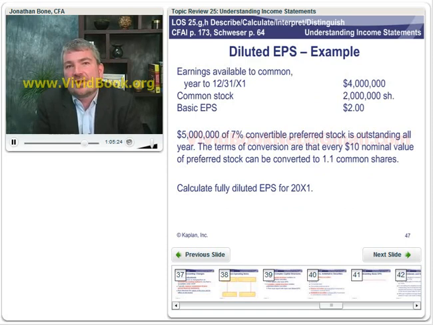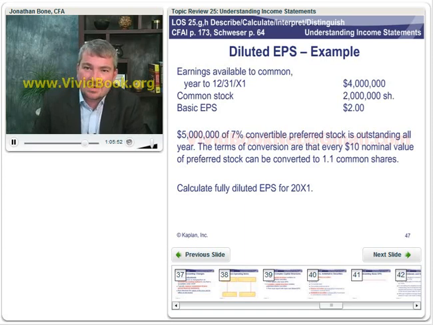Okay, so we've got earnings available to our common stockholders of 4 million. We've got 2 million common shares outstanding, and as a result our basic EPS is 2 dollars. We're told that there's $5 million of 7% convertible preferred stock. I'll assume that that $5 million is its par value, and it's outstanding all the year. The terms of conversion are for every $10 nominal value of preferred stock, that can be converted into 1.1 common shares. So we need to calculate our diluted earnings per share.